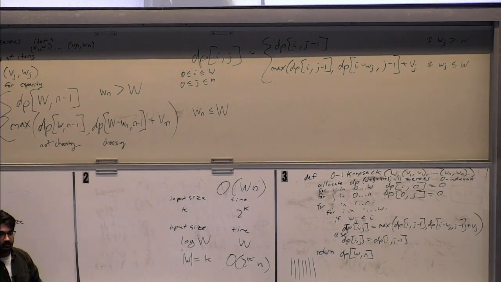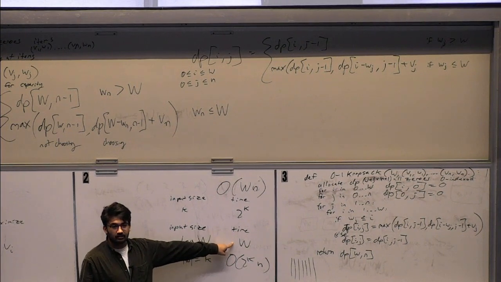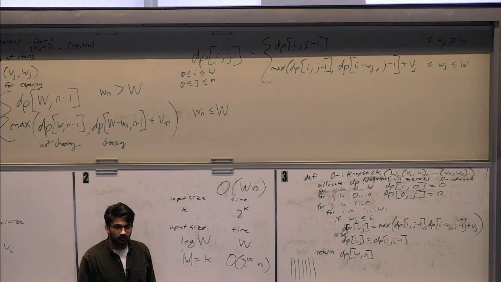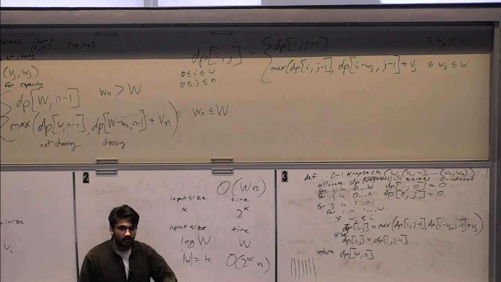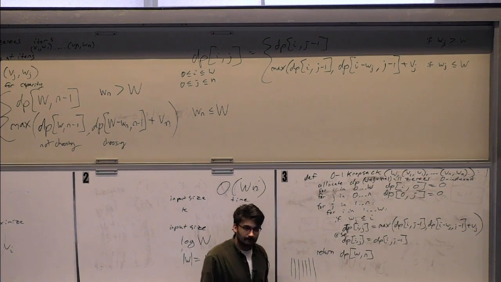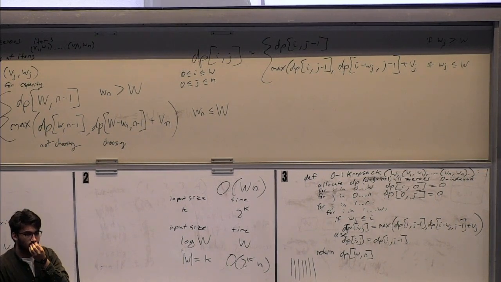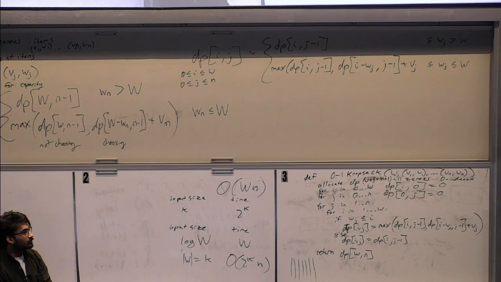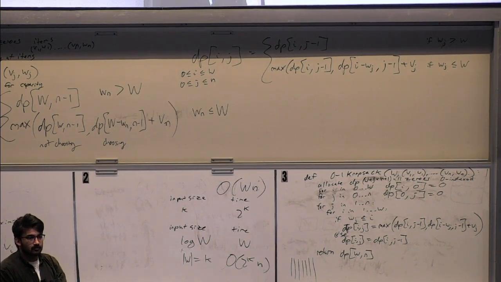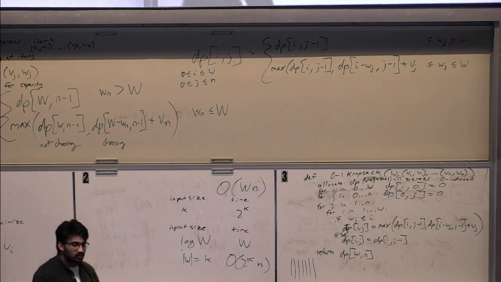Yes? Well, the size of the input is log W. But the time has W in it. How many bits does it take to write down W? Yes, but you're given it as a parameter. The input is W and then N items. W could be 1,000, and then you can only have 3 items. W is the capacity. N is the number of items. You could have 1,000 items in capacity 3. They're not necessarily related.